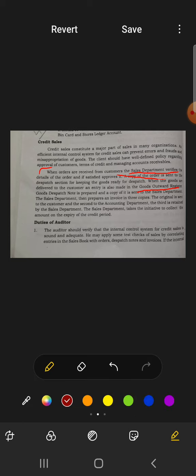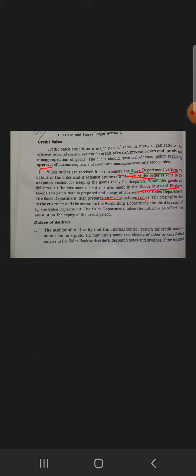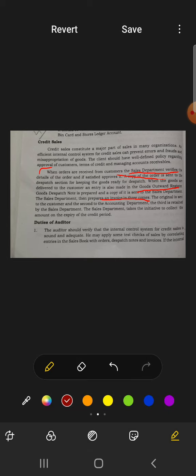The sales department then prepares three invoices, or three copies of the invoice. The original is sent to the customer, the second to the accounting department, and the third is retained in the sales department. So these are the processes in credit sales.